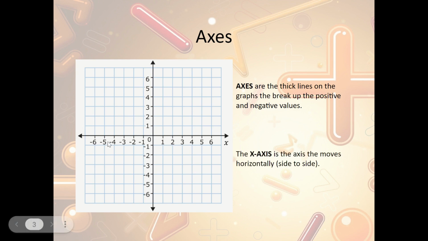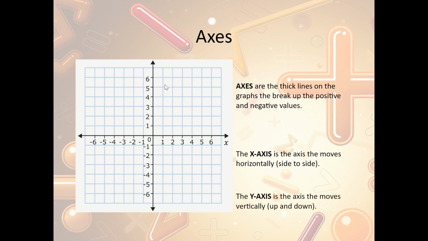The x-axis is the one that goes side to side. It's usually labeled, but sometimes it's not. This is the x-axis that goes side to side. The y-axis is the vertical axis, the one that goes up and down. This is the y-axis.